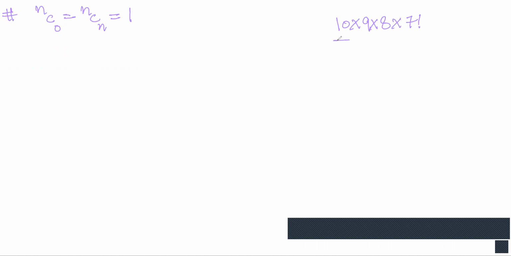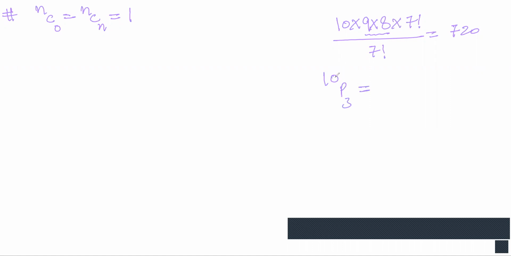Can I write 10 factorial by 7 factorial like this: 10 into 9 into 8 into 7 factorial divided by 7 factorial. Yes, sir. And this is the normal method for arrangement. So there's no shortcut method for this? Actually, there is a shortcut.